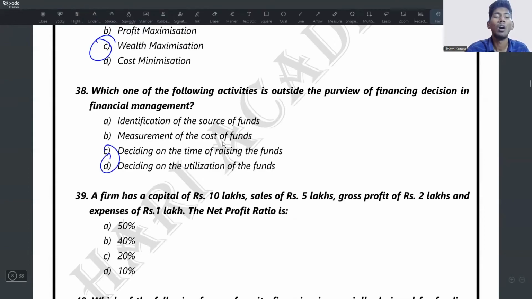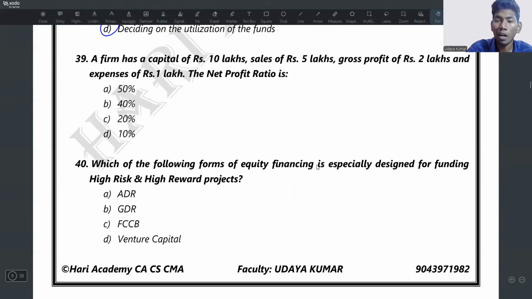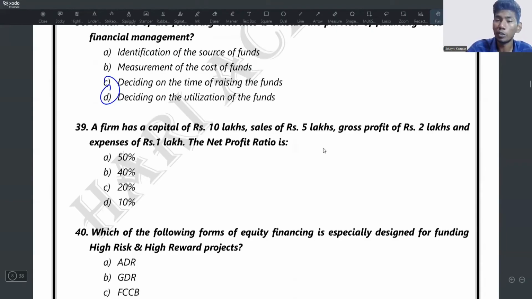So moving to question number 39. A firm has a capital of rupees 10 lakhs, sales of rupees 5 lakhs, gross profit of rupees 2 lakhs, and expenses of rupees 1 lakh. The net profit ratio, it's quite easy. You have to recollect the net profit ratio.